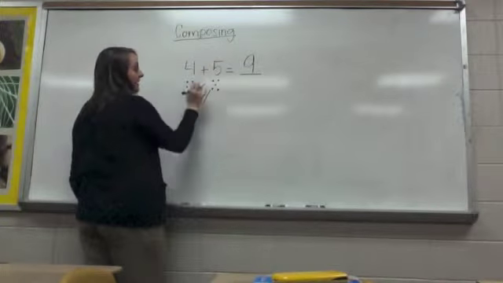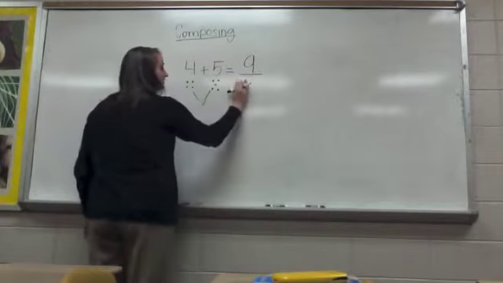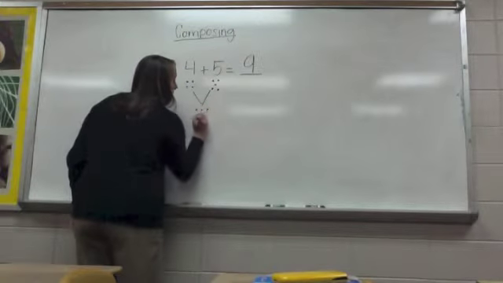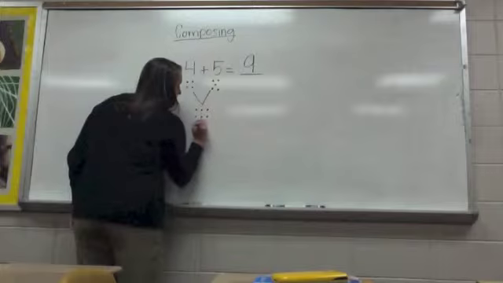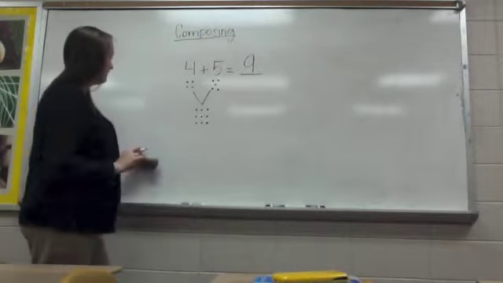And this is different than having 45 because you have 4 things on this side, 5 things on this side, and then you're just taking it, putting it together, and then you have 9 things in all. Okay?